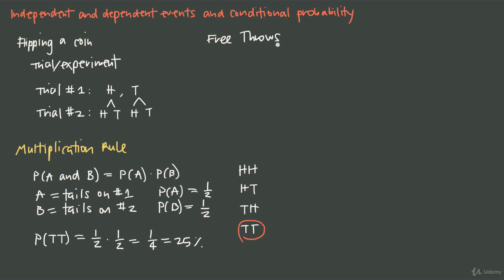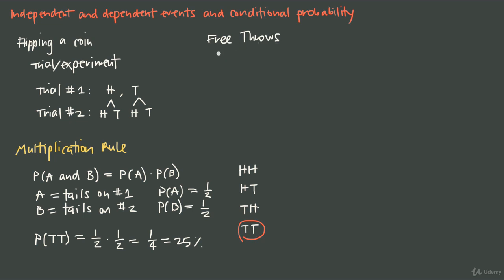We know that he makes about 80% of his free throws. So if that's the case, what is the probability that he makes 2 free throws in a row? We're going to assume those are independent events. So making the first free throw is going to have no effect on whether or not he makes the second free throw, and vice versa. Each free throw is an independent event.